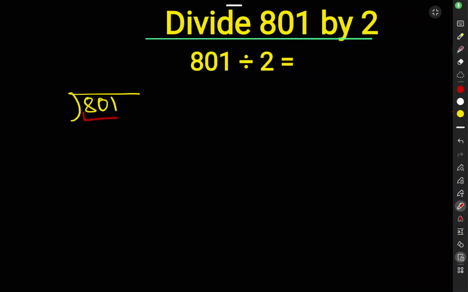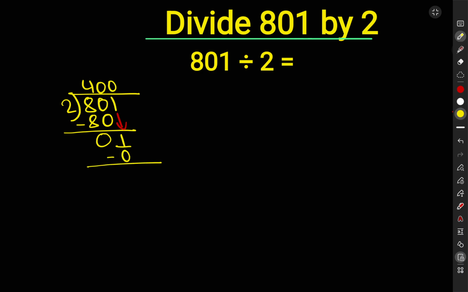Divide 801 by 2 in a long division method. So 2 times 40 is 80. On subtracting we get 0. So now we put down this 1 and 2 times 0 means 0. On subtracting we get 1.